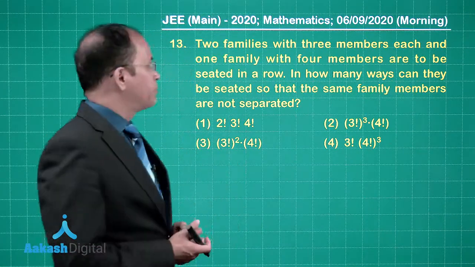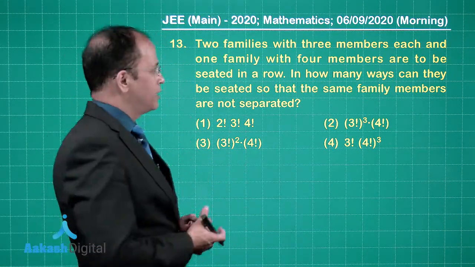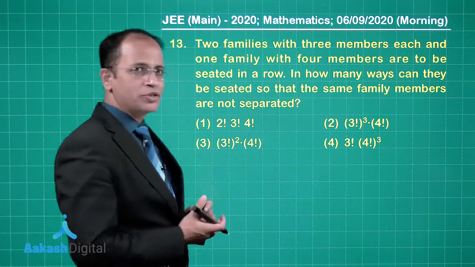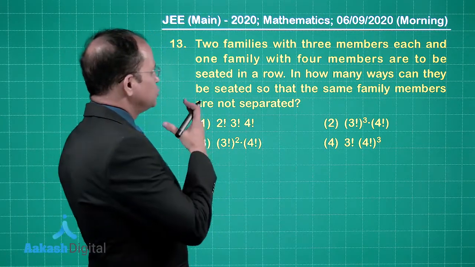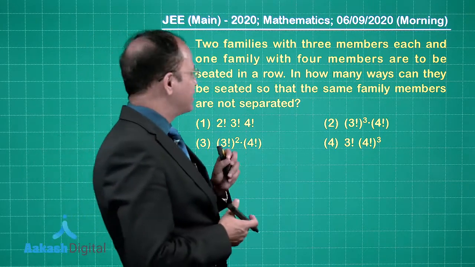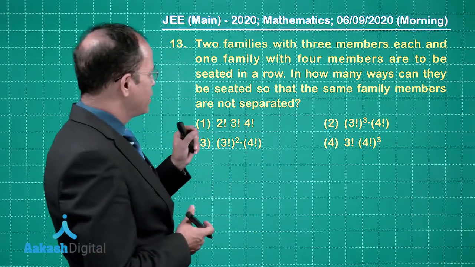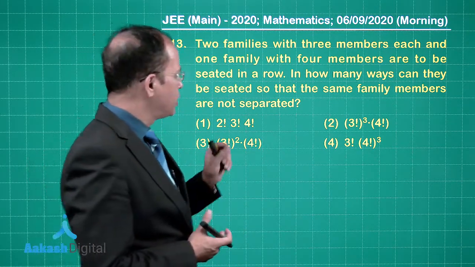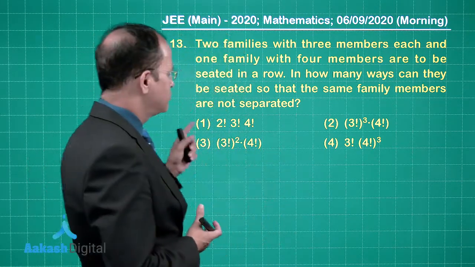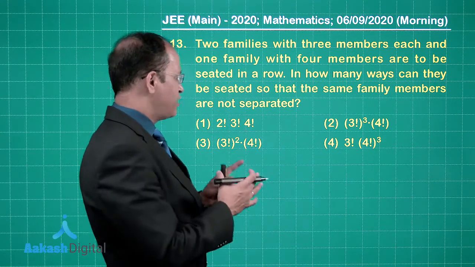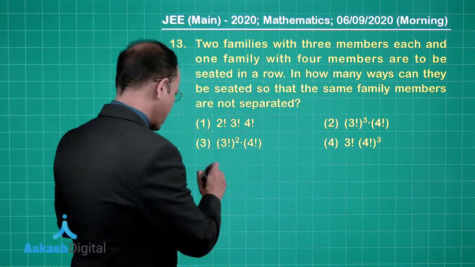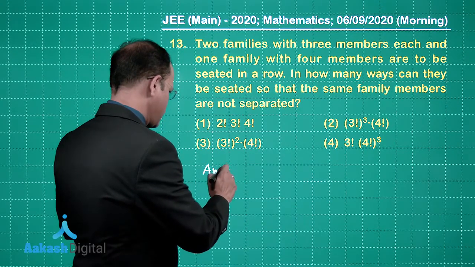Now friends, let's talk about question number 13. This is a problem which is based on permutation combination, and the problem states that two families with 3 members each and one family with 4 members are to be seated in a row. In how many ways can they be seated so that the same family members are not separated? I think it's a very simple problem we have, and we can just have a look at it.